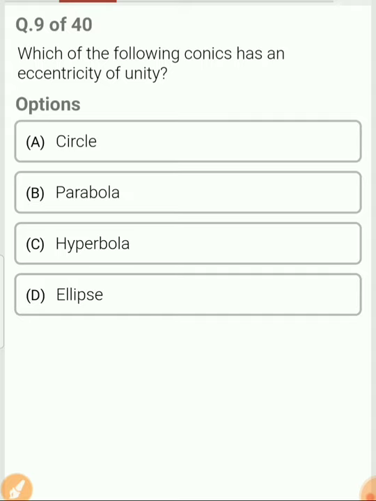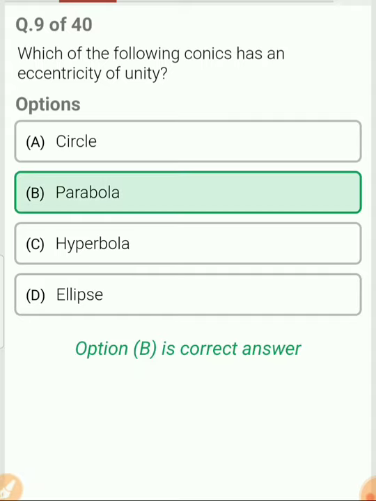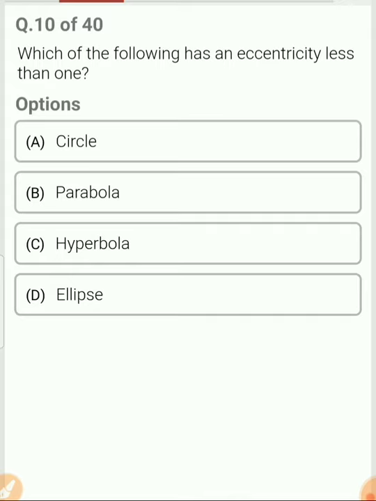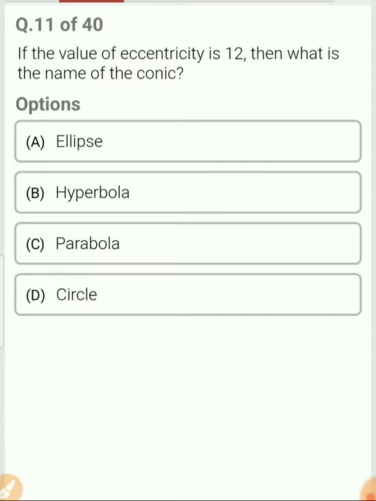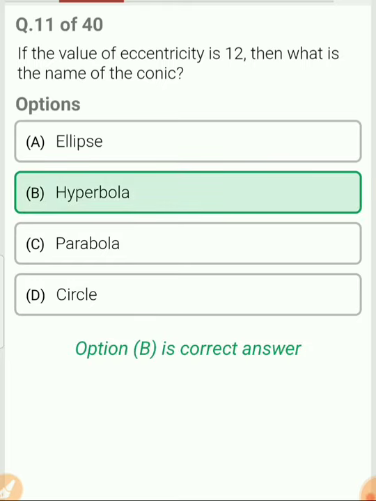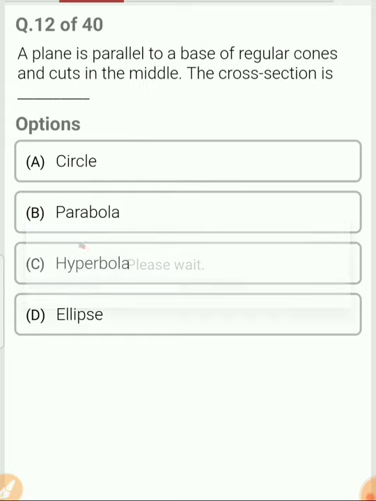Which of the following conics has an eccentricity equal to unity? E is equal to 1 in the case of a parabola. For an ellipse, eccentricity will be less than 1. For a hyperbola, it will be greater than 1. Which of the following has eccentricity less than 1? So we have an ellipse. If the value of eccentricity is 12, then what is the name of the conic? In this case, eccentricity is greater than 1, so the answer is hyperbola.